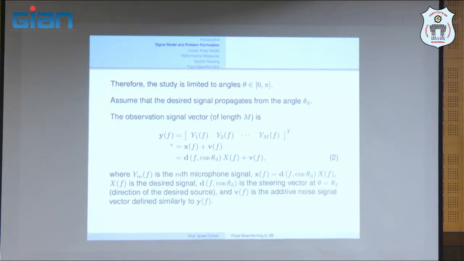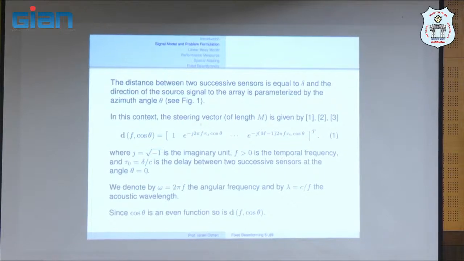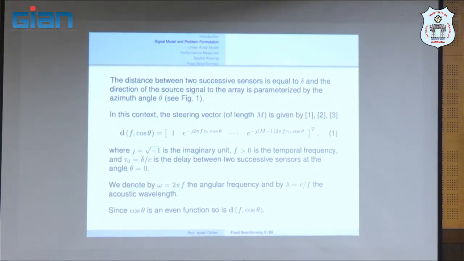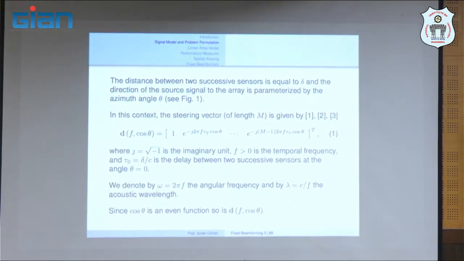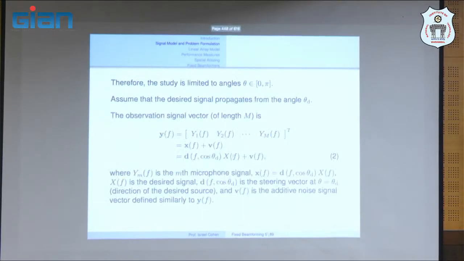Now our model is like this, that y equals d multiplied with x. Actually, it's the same as x1, because the steering vector here is always the reference channel. If the first one is the reference channel, we will always have 1 here. The others are just delay in time, which in the frequency domain is exponential, that looks like that. So this is our model.